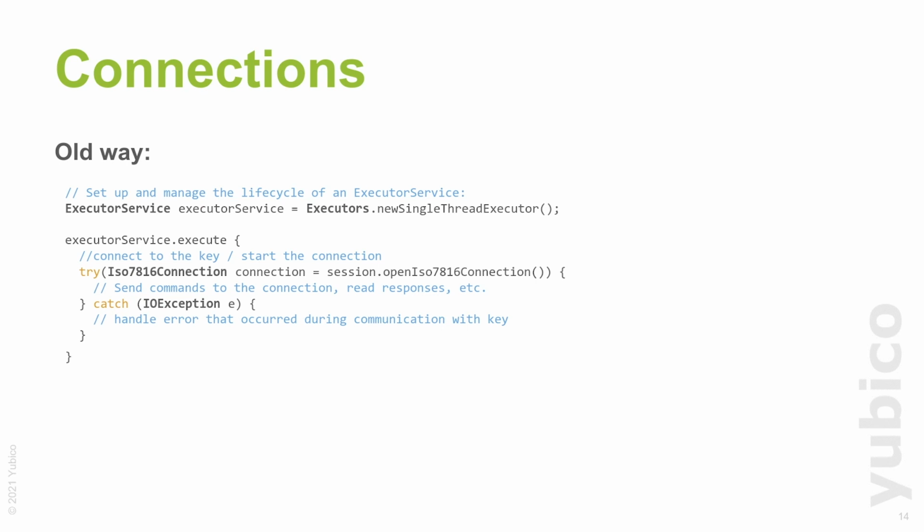And that's what that example shows here. So the whole block is run in the executor thread. It opens the connection, and then you can run commands against it, and at the end of this try-catch block, that connection is closed.